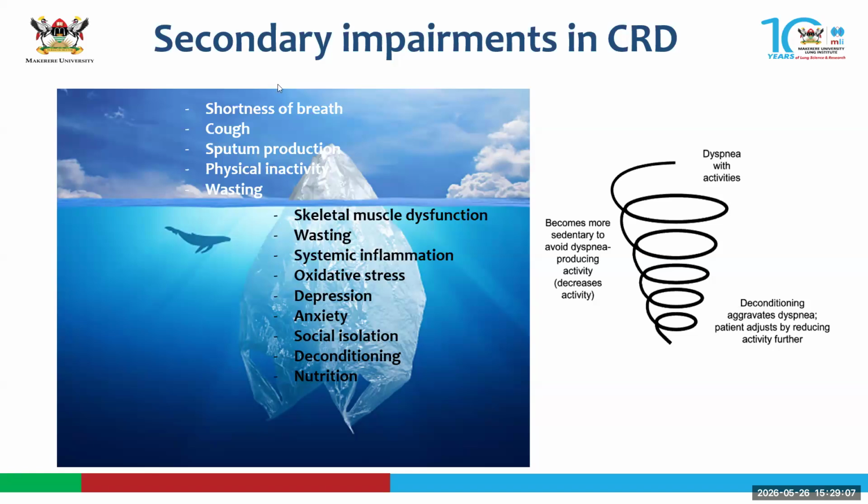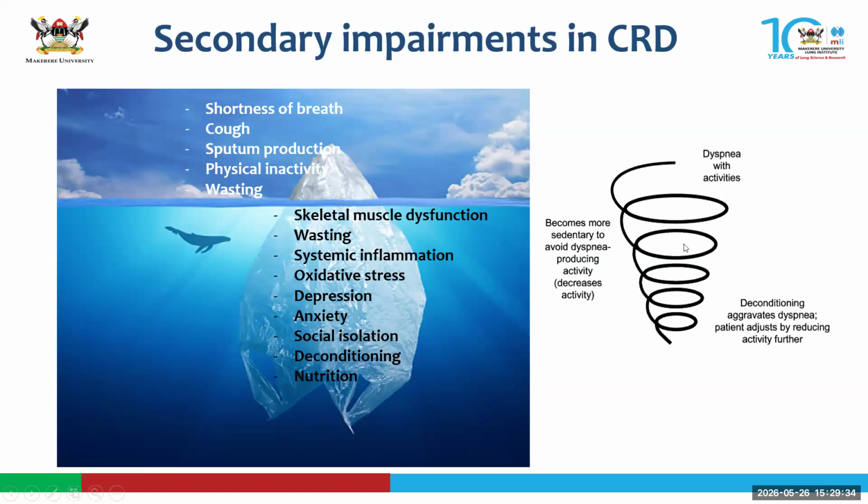patient's clinical condition. But what we don't see is basically the secondary impairments that usually accompany chronic respiratory disease, where you have again the wasting that is a result of chronic systemic inflammation, oxidative stress, and skeletal muscle dysfunction, and then also the other things that would follow: the deconditioning, social isolation, anxiety, depression, and nutritional abnormalities.